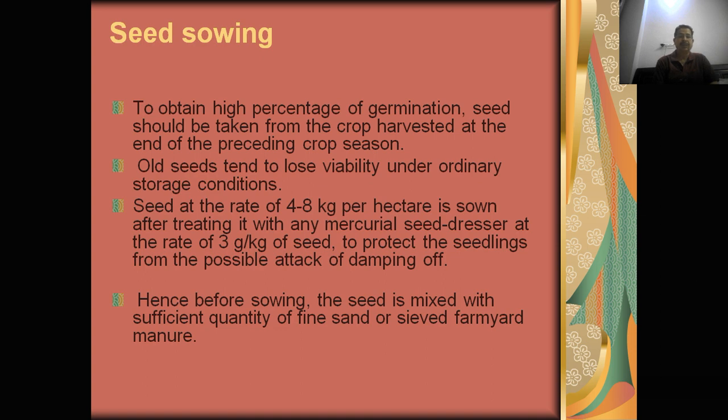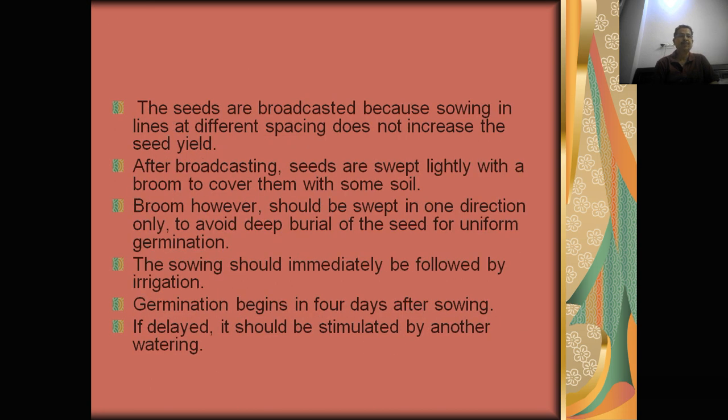Hence, before sowing, the seed is mixed with a sufficient quantity of fine sand and sieved farmyard manure because the seeds are very light in weight. The seeds are broadcast because sowing in line at different spacing does not increase the seed yield. After broadcasting, seeds are swept lightly with a broom to cover them with some soil. The broom, however, should be swept in one direction only to avoid deep burial of the seed for uniform germination.